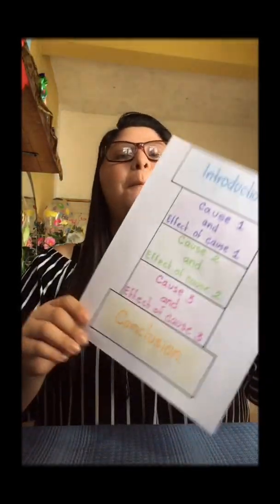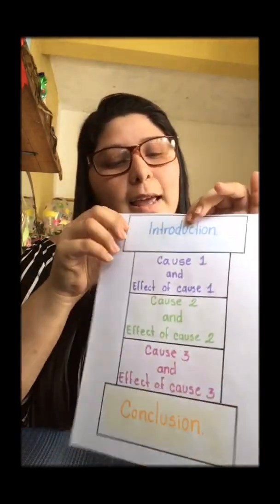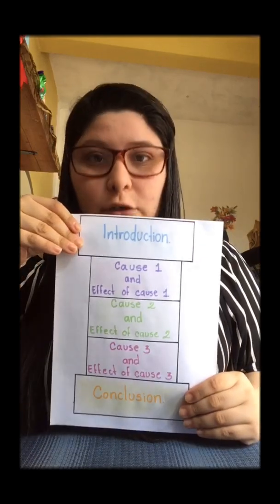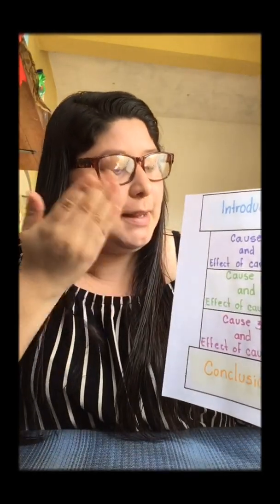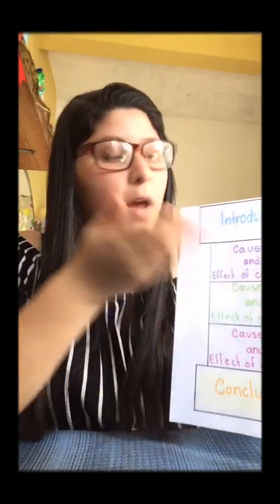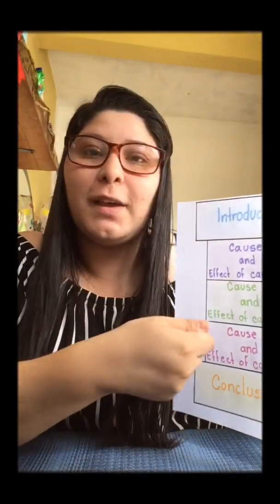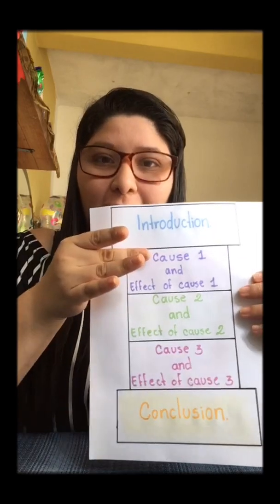Well, as my partner said, there are two ways in which we can structure cause and effect essays, and I'm going to explain the chain essays. The chain essay is structured like this. First, we have to write the introduction, and then we write cause 1 and the effect of the first cause.